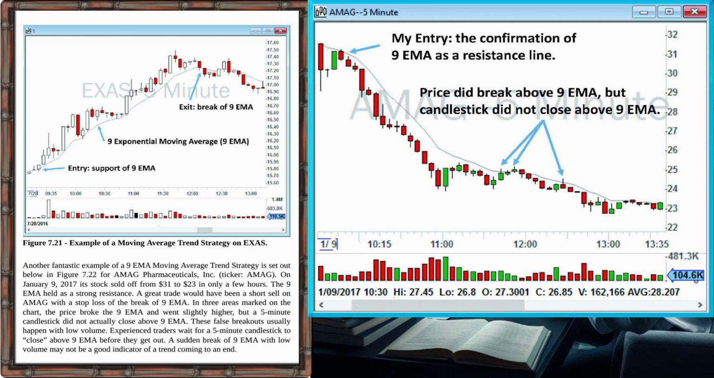A great trade would have been a short sell on AMAG with a stop loss of the break of 9 EMA. In 3 areas marked on the chart, the price broke the 9 EMA and went slightly higher, but a 5-minute candlestick did not actually close above 9 EMA. These false breakouts usually happen with low volume. Experienced traders wait for a 5-minute candlestick to close above 9 EMA before they get out. A sudden break of 9 EMA with low volume may not be a good indicator of a trend coming to an end.